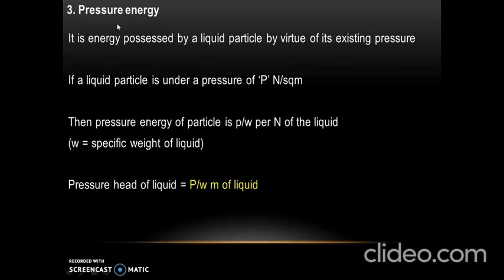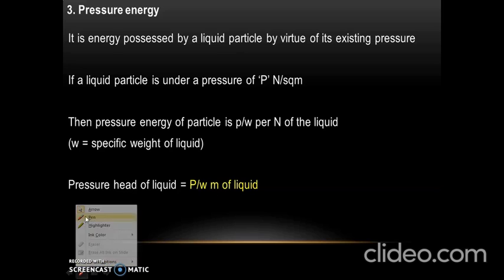Next is pressure energy. It is energy possessed by a liquid particle by virtue of its existing pressure. If a liquid particle is under a pressure of P Newton per square meter, then pressure energy of particle is P by W per Newton of the liquid, where W is the specific weight of liquid, and pressure head of liquid is equal to P by W meter of liquid.